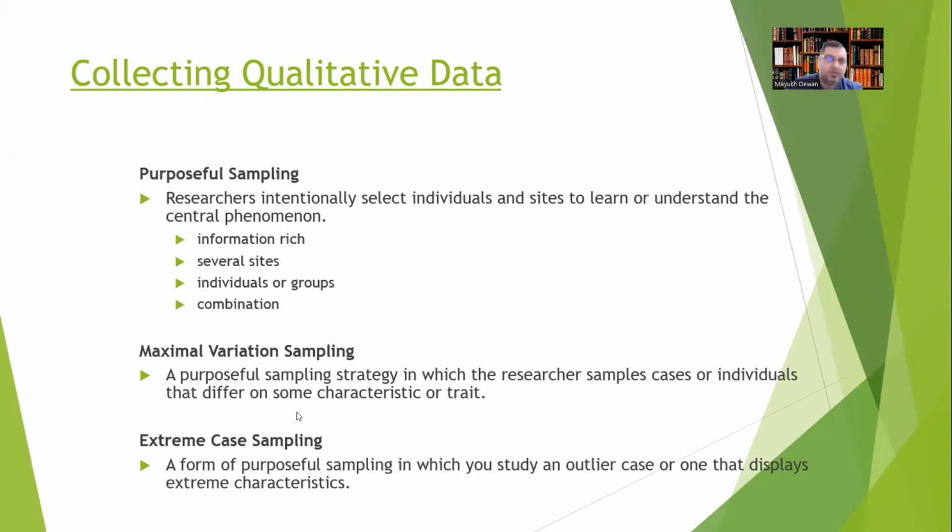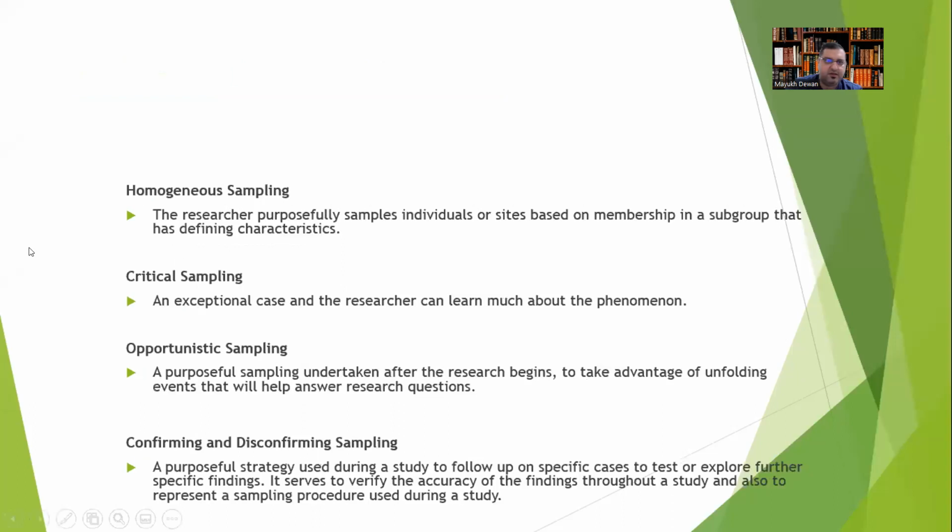All right. So the next would be collecting qualitative data. You can do purposive sampling, you can do maximal variation sampling, you can do extreme case sampling. These are all various sampling methods. Again, I'm not going to discuss much about your sampling methods. Homogeneous sampling, critical sampling, opportunistic sampling, confirming or disconfirming sampling. So there may be many styles of sampling methods. You can read this.